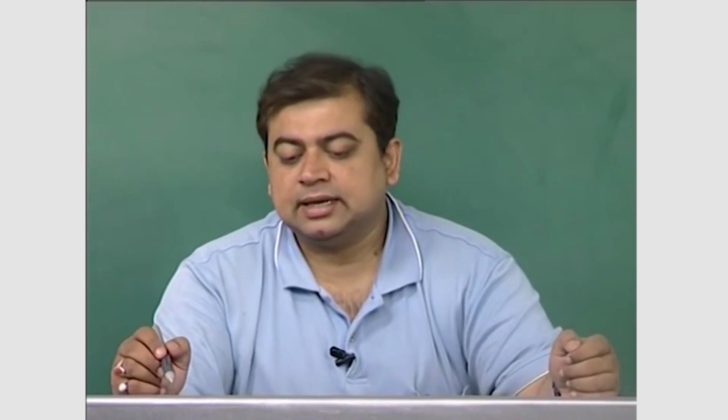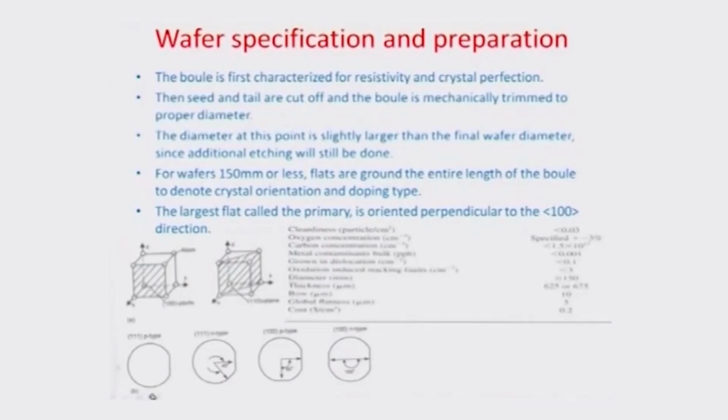Let us also look a little bit into the wafer specifications of silicon wafers, and essentially how they are prepared from the boule, which is obtained either by Czochralski's method or by the float zone method. So the boule is first characterized for resistivity and crystal perfection, and these are done by various electrical tests on the boule. Then the seed and tail are cut off the boule and it is mechanically trimmed to the proper diameter, and then finally there is a finish trimming operation to the final wafer diameter, since additional etching will still need to be done on those boules.